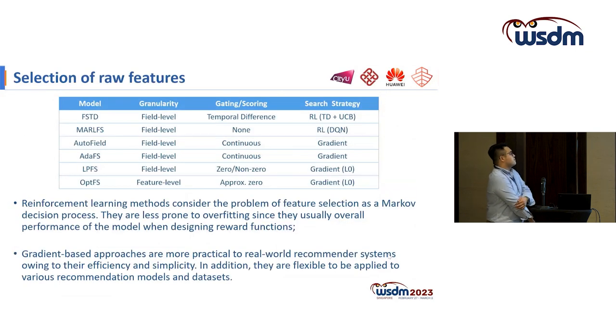And here is the summary of feature selection, of raw feature selection. First, the reinforcement learning methods usually consider the problem as a Markov decision process, and they are less prone to the overfitting problem since they usually use the final performance of the model when designing their reward functions. And the gradient-based approaches are more practical for real-world applications because of their outstanding efficiency and simplicity. And as we can see, they are very flexible to apply to the feature selection problem, just as we presented in the problem definition.